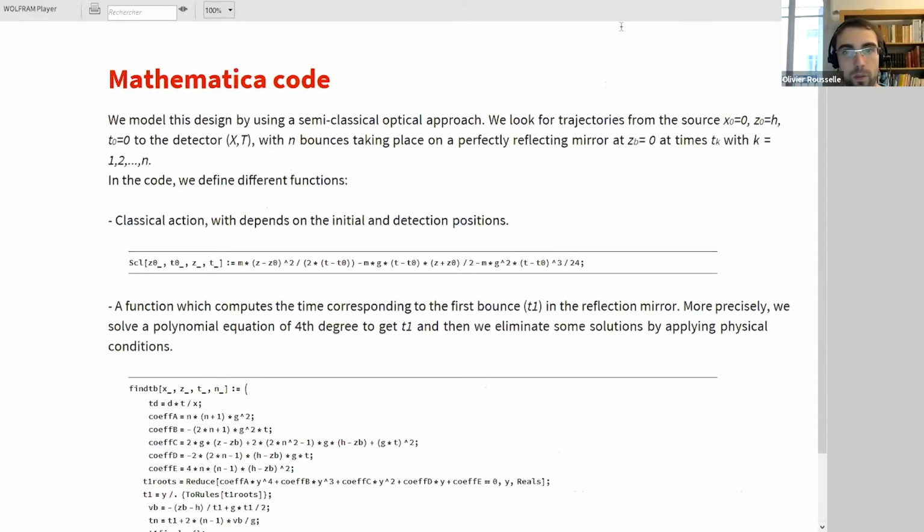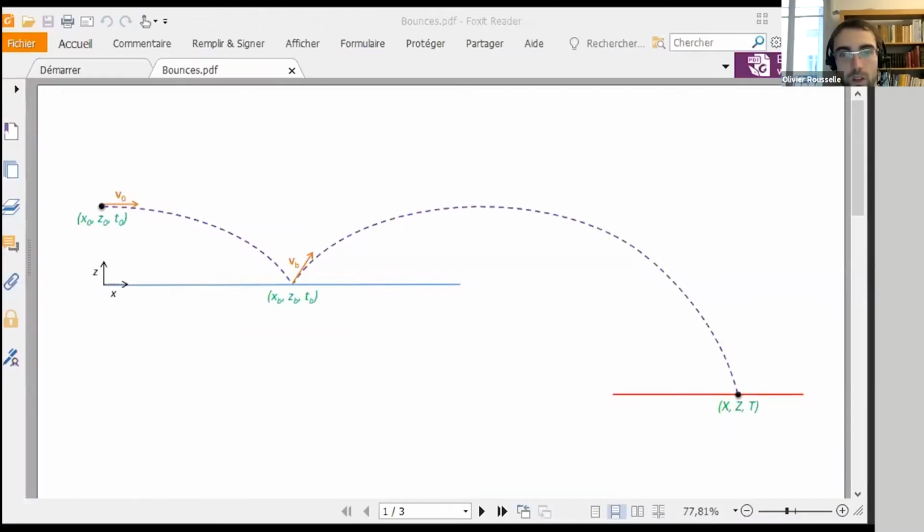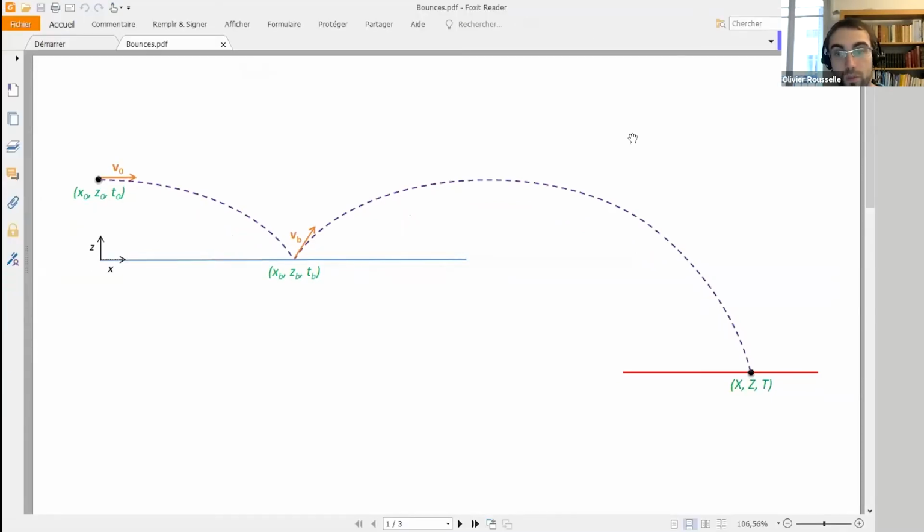Before going to the next slide, I will share another figure. Normally you can see it. It represents the bounces on the mirror, here in blue. There is only one bounce here, and after that the detection at the end on the plate. You start at the position x0, z0, t0 with the initial speed v0. You have the bounce at the time tb, and at the end the detection at the time big T.